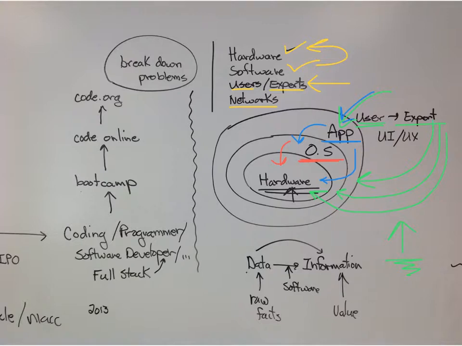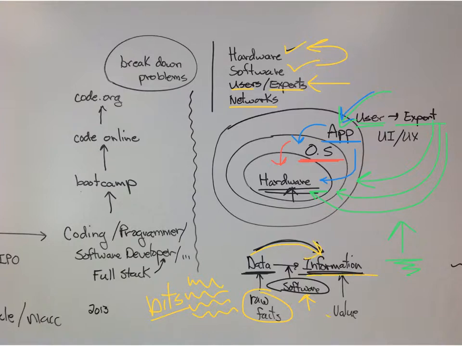Alright, we talked about data. Data is transformed to information using software. So let's go through that. Data can be the raw facts. So we got the information stored either in data files, okay? 1s and 0s, bits, representing the data. Software can take those bits and make them information, make them value.